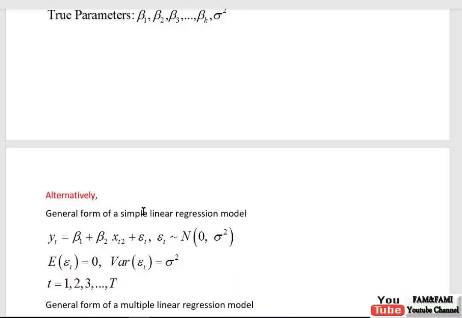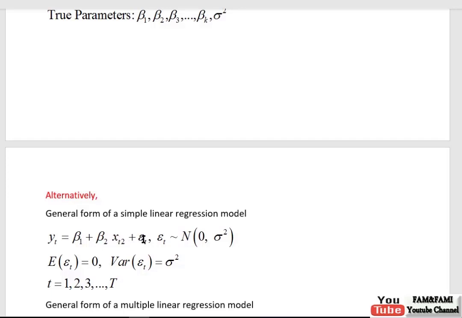So we start with, again, the simple linear regression model. Look at this mathematical equation. The mathematical equation is exactly the same. The only thing that we did is we added a subscript t to each of y and x. And to be consistent with the multiple linear regression model, I added subscript 2 to x as well.